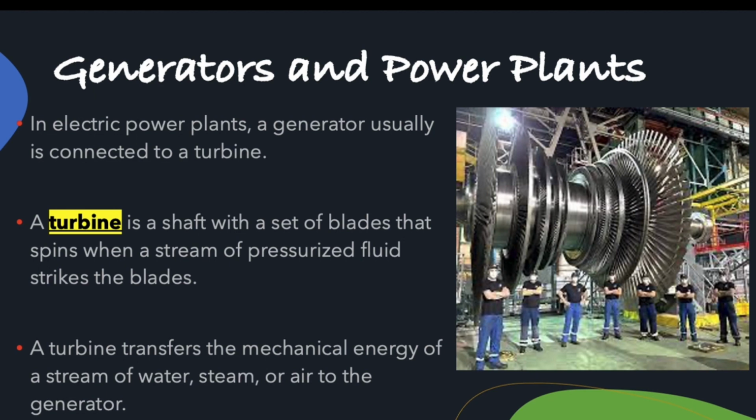What is a turbine? A turbine is a shaft with a set of blades that spins when a stream of pressurized fluid strikes the blades. In this picture, this is a turbine, and these are the blades that we talked about. When it spins, it must have pressurized fluid like water, steam, or air.